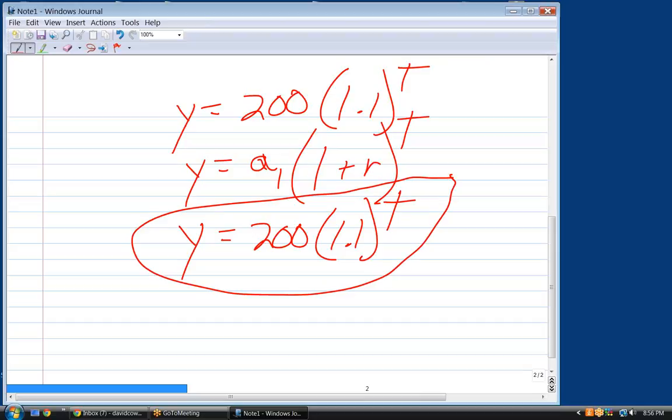In other words, at the end of 1 year, it's worth $220. At the end of 2 years, you plug in 2 for that and figure out what you're looking at. So you might need a calculator to come up with these numbers depending on what t is. So the question specifically said what? What's your balance after?